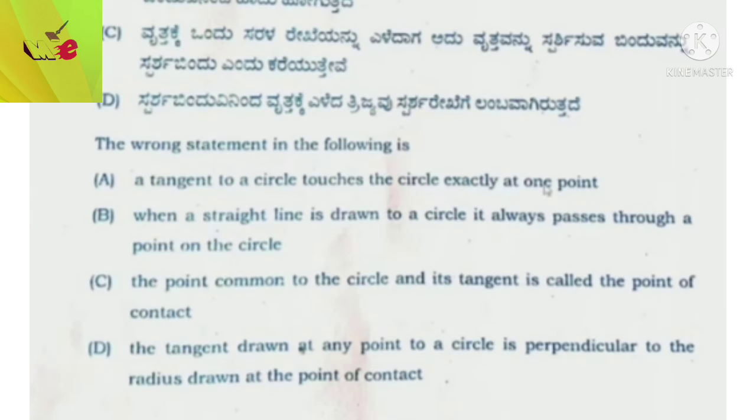Next, the 34th one. In that, you should find the wrong statement. Option A: a tangent to a circle touches the circle at exactly 1 point. Correct. Option C: the point common to the circle and the tangent is called the point of contact. That is also right. Option D: the tangent drawn at any point of the circle is perpendicular to the radius at the point of contact. That is right. So the wrong answer is option B: when a straight line is drawn to a circle, it always passes through one point on the circle. That is wrong. It intersects the circle at 2 points, not only 1 point. So the wrong statement is option B.